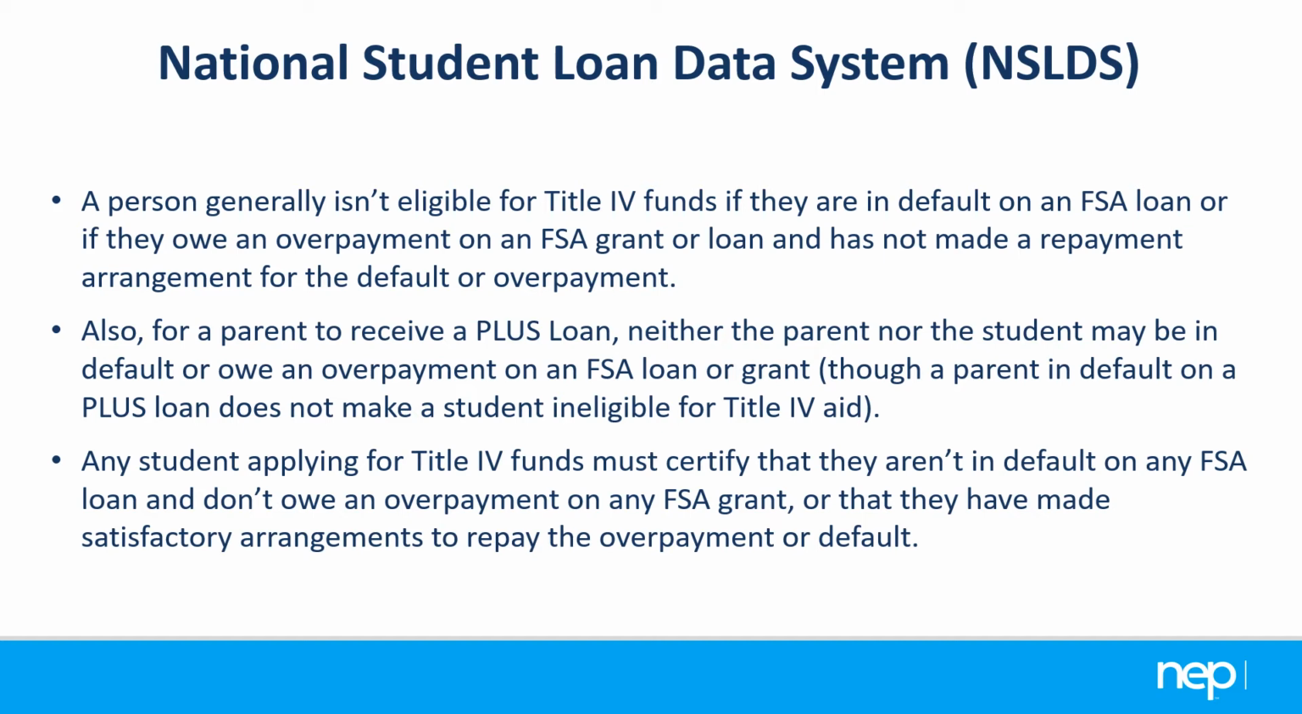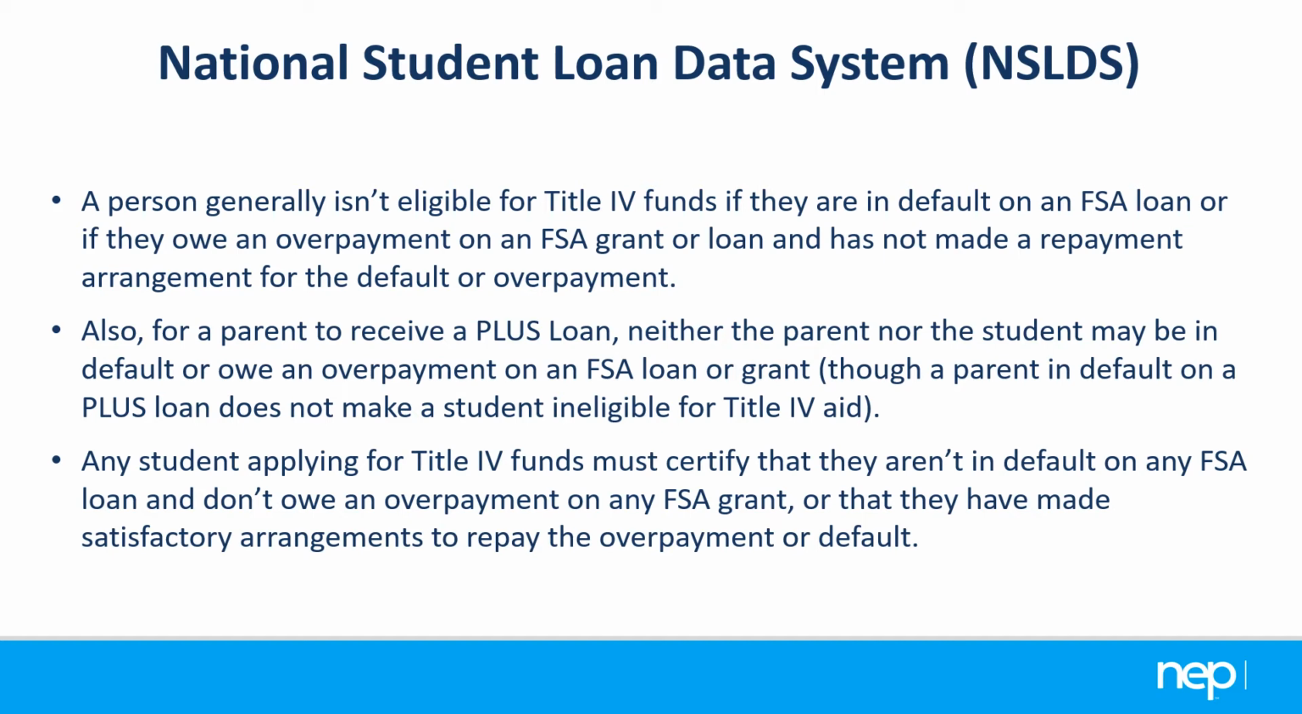A person generally isn't eligible for Title IV funds if they are in default on an FSA loan or if they owe an overpayment on an FSA grant or loan and have not made a repayment arrangement for the default or overpayment. Also, for a parent to receive a PLUS loan, neither the parent nor the student may be in default or owe an overpayment on an FSA loan or grant.